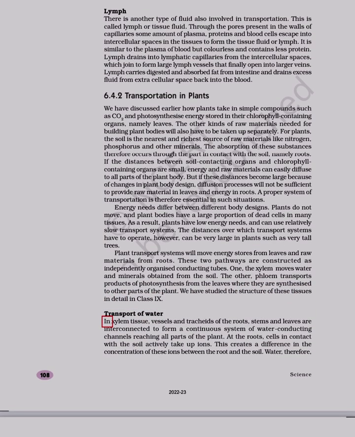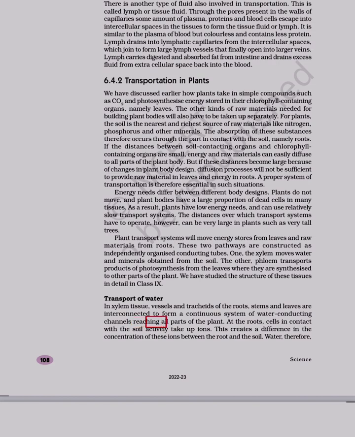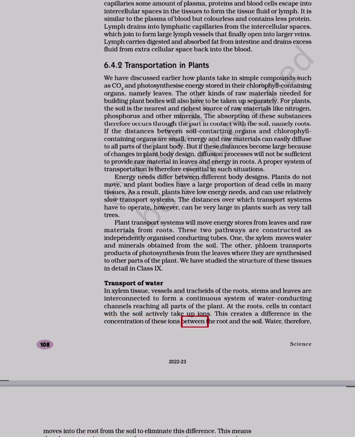Transport of water. In xylem tissue, vessels and tracheids of the roots, stems and leaves are interconnected to form a continuous system of water-conducting channels reaching all parts of the plant. At the roots, cells in contact with the soil actively take up ions. This creates a difference in the concentration of these ions between the root and the soil.